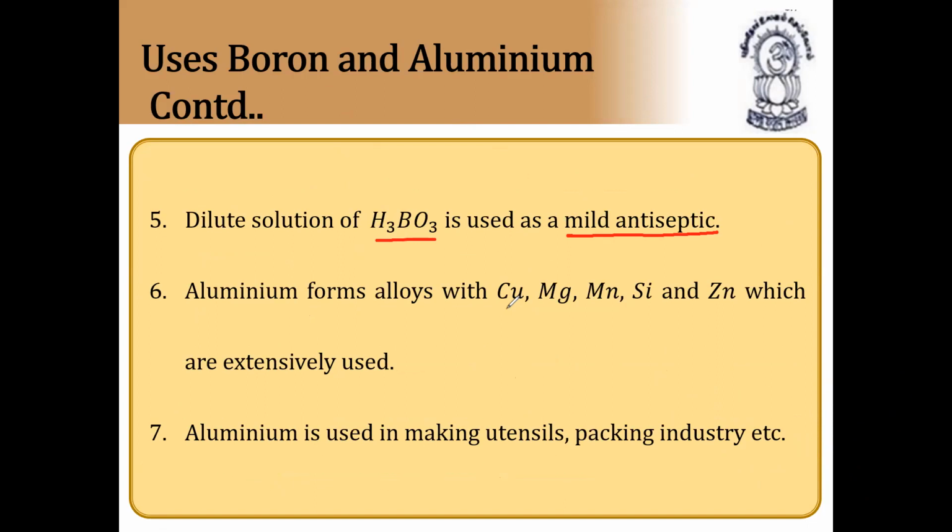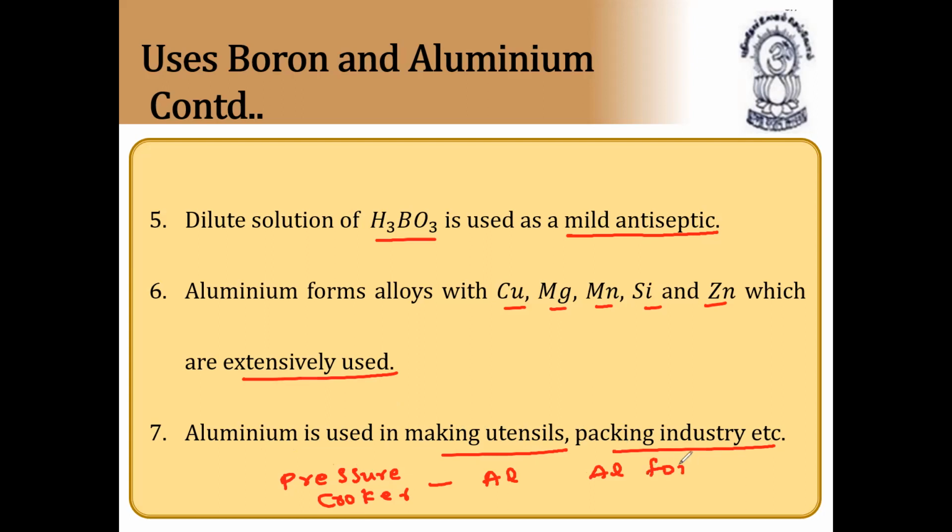Aluminium forms alloys with copper, magnesium, manganese, silicon, and zinc, which are extensively used in aircraft. Aluminium is used in making utensils. The pressure cookers you use for domestic purposes are made of aluminium, and also in the packaging industry. We also have aluminium foils for food storage, food packets, because they keep things hot.